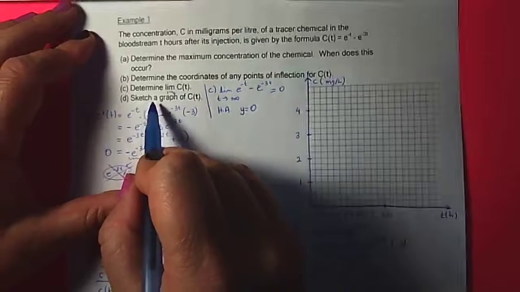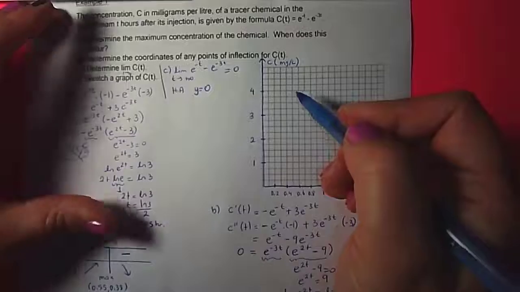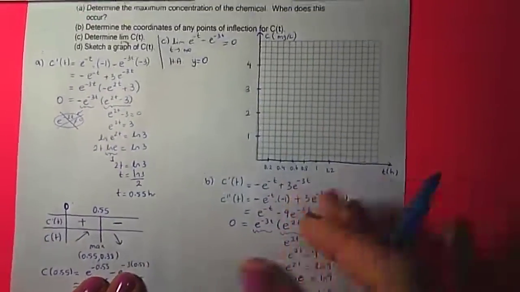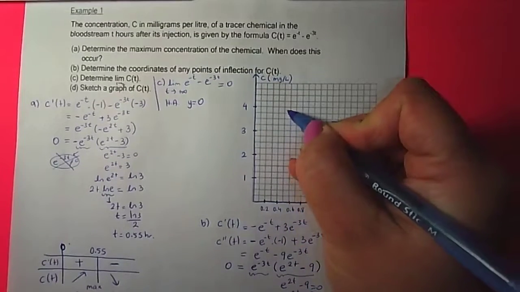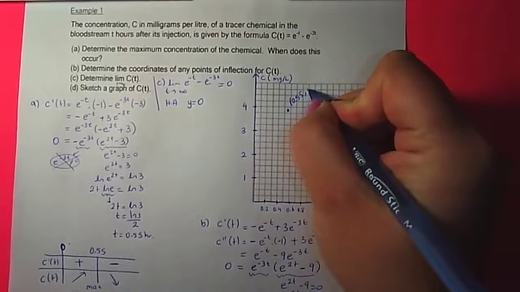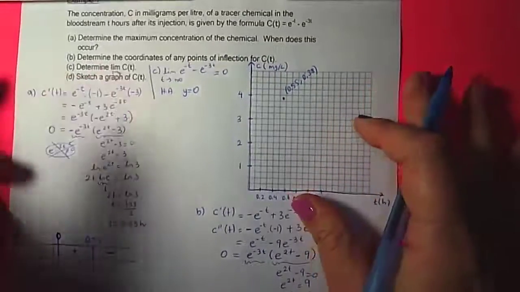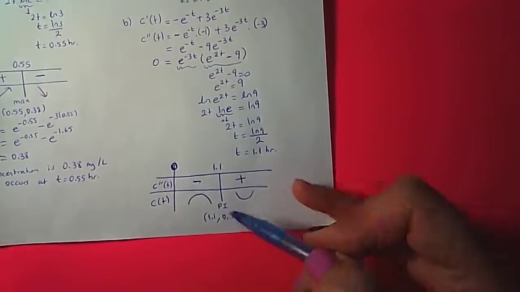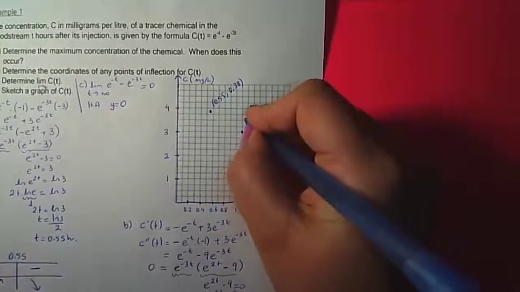The next part says sketch a graph of c of t, and that's what we will do. Let's put our local max. We have 0.55, 0.38 somewhere here. And let's also put our point of inflection. We have 1.1 and 0.3.